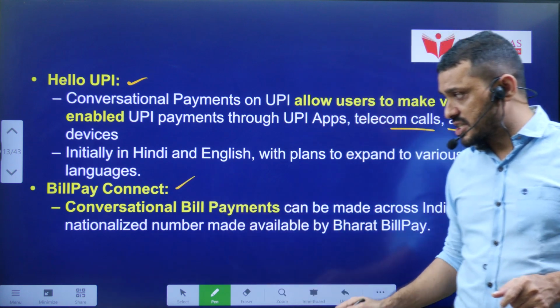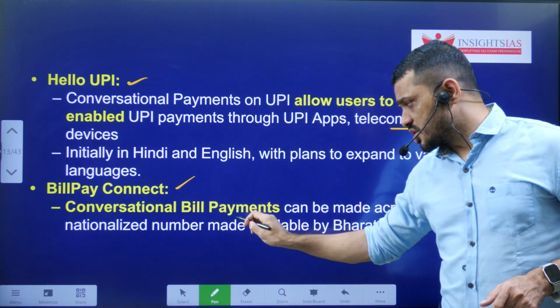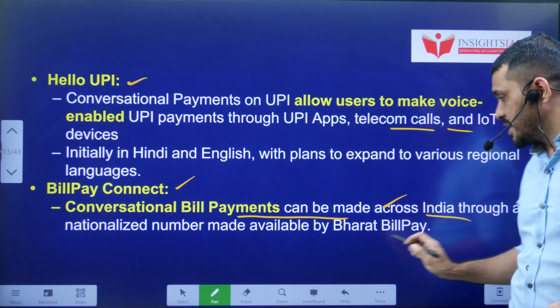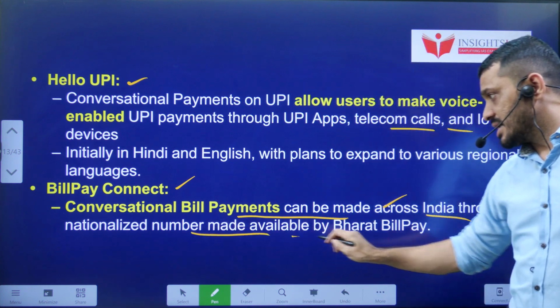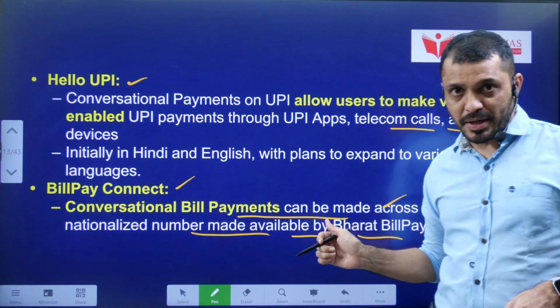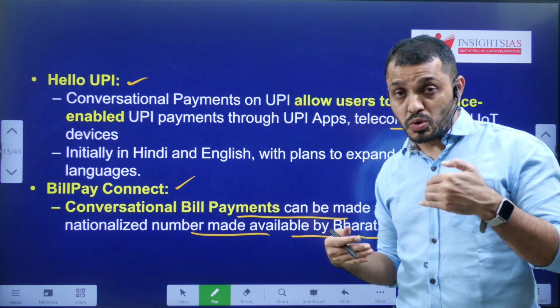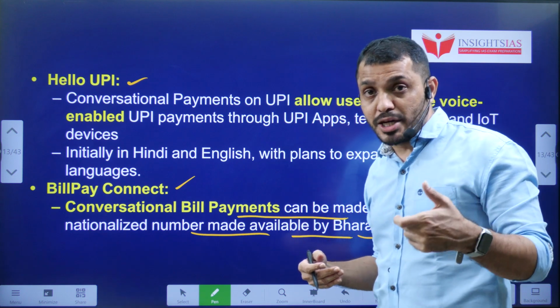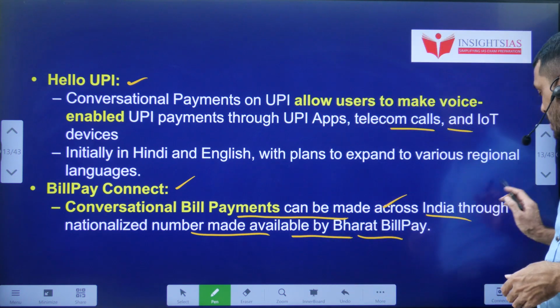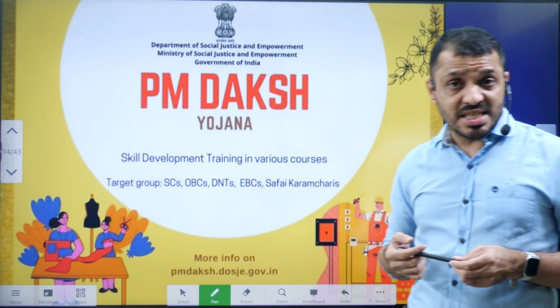Next, Bill Pay Connect. It is about conversational bill payments, which can be made through a nationalized number made available by Bharat Bill Pay. These payments can be made through a telephone line, conversational bill payments. So that was the second topic.